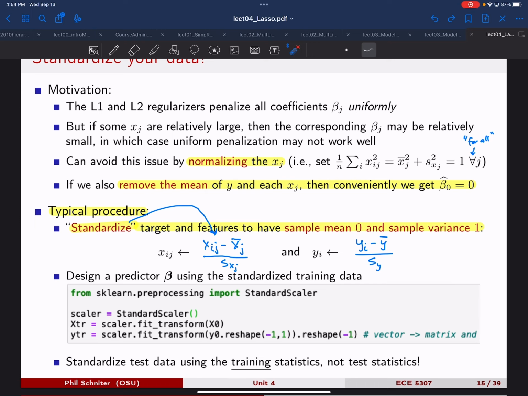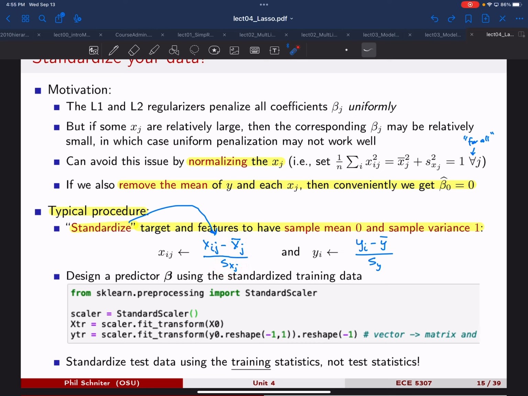So the reason why that is important is that once you've designed your predictor using this standardized training data, this predictor really needs to have that standardization to work well. So when you apply it to some new test data, you must standardize the test data as well. But in fact, you must standardize the test data exactly the same way that you standardize the training data. You have to use exactly the same shift and scale.